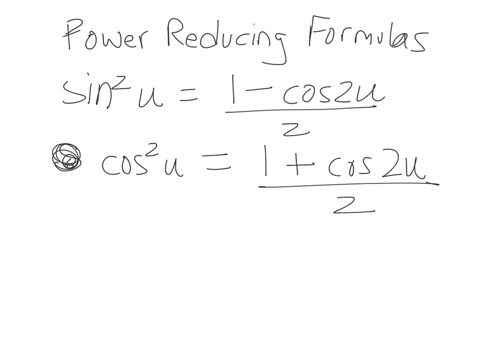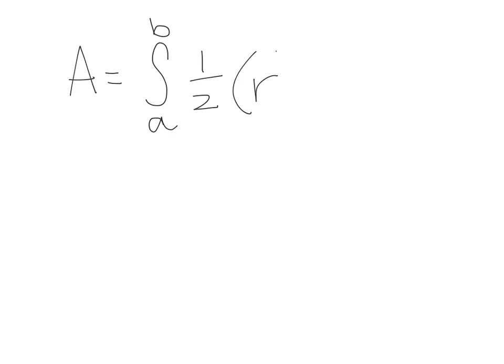The formula that we're going to start with today is how to find the area of a polar curve. So this will go on a note card as well. The area of a polar curve is equal to the integral from a to b of 1/2 r squared d theta. So we will look at how that comes into play as we do our examples.